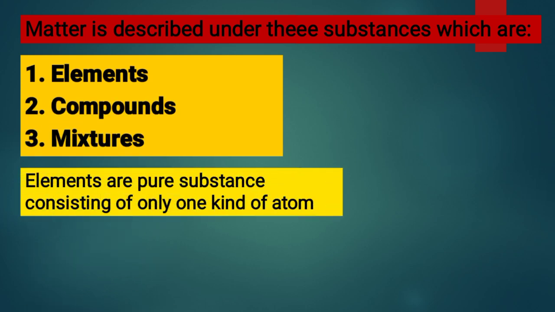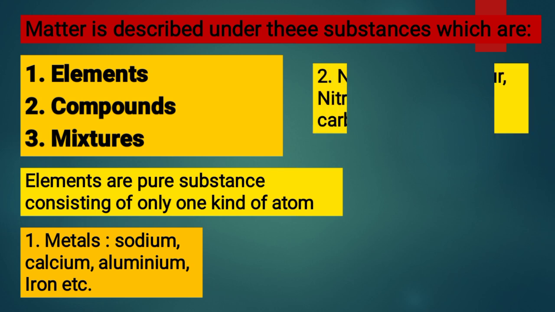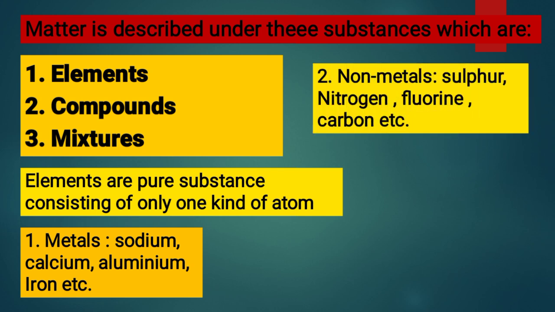What we actually mean by element is a pure substance consisting of only one kind of atom. An example of that is sodium, calcium, aluminium, iron, and we call that metal because they are able to release electrons during their formation of ion. And we have non-metals. Non-metals include sulfur, nitrogen, fluorine, carbon. They are called non-metals because they are able to accept electrons while forming ions.